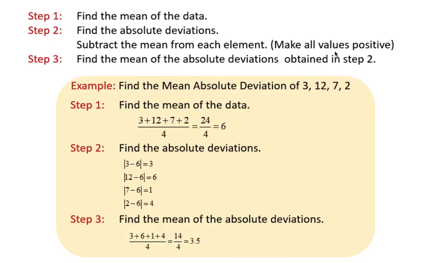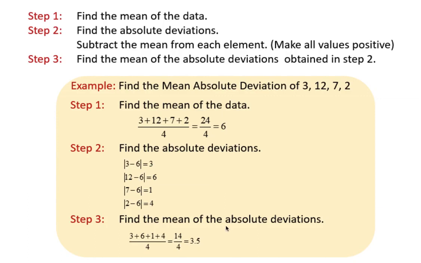And the last step is to now find the mean of these numbers. So you're going to do mean another time, except you're going to use your distances, not your original values. So you do mean twice. You're going to find the mean, then find the distances, and then you're going to find the mean of the distances. And then you're going to get a value. So for this example, it's 3.5.